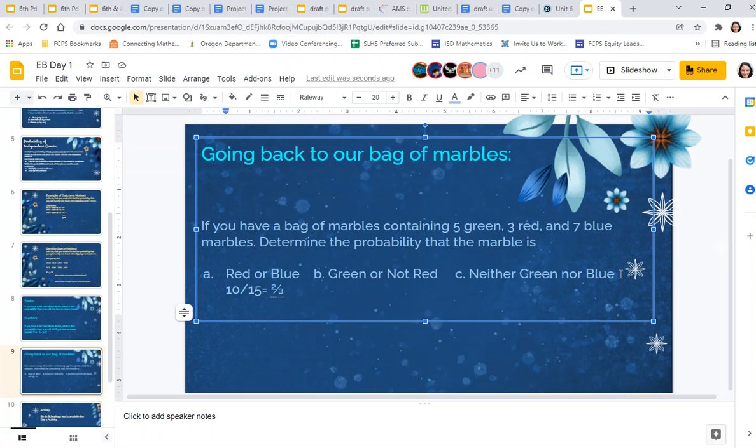What do you guys get? Ireland? 12 out of 15. Anybody else get 12 out of 15? Very good. So there are 12 that are not red, including the green ones. And what does that simplify to? 4/5. Good.